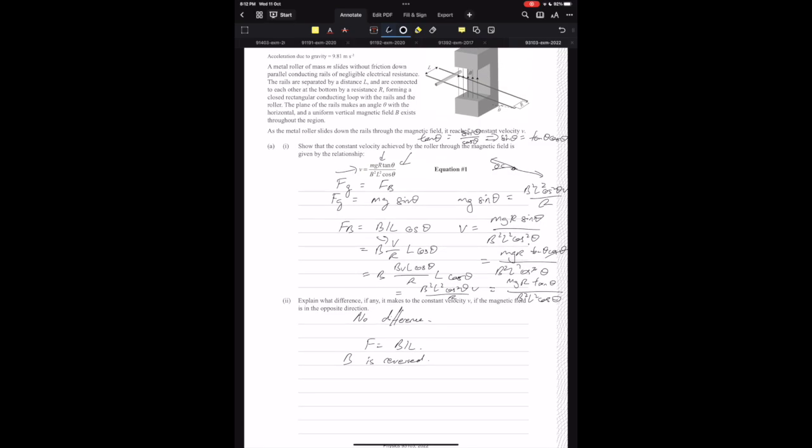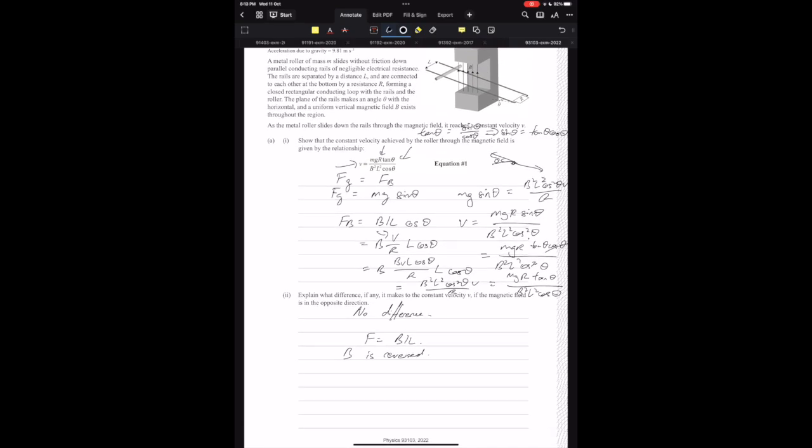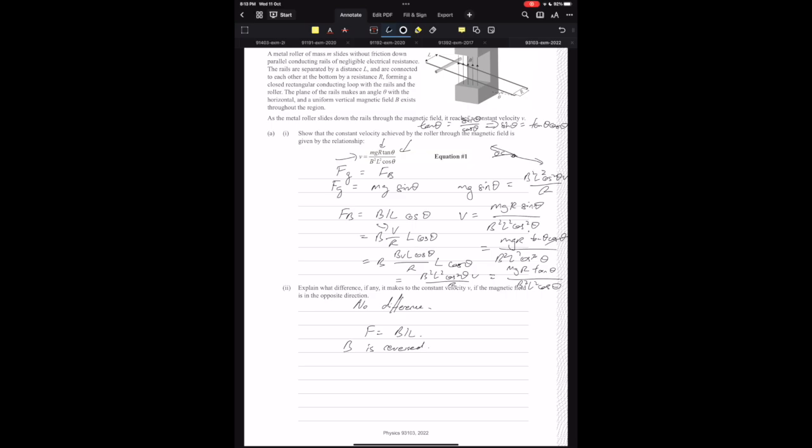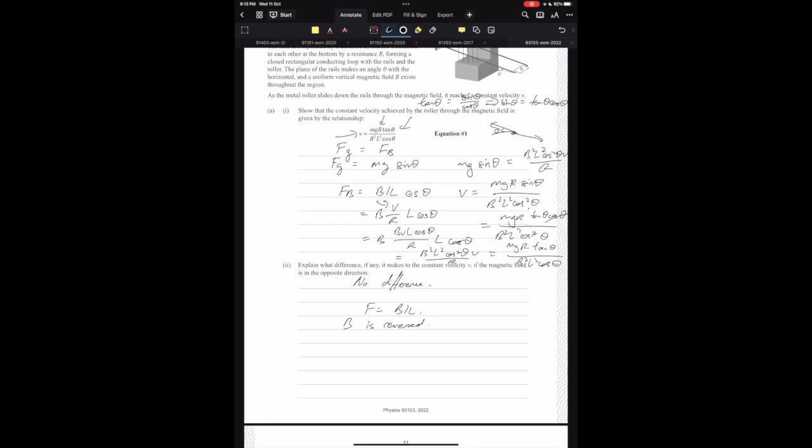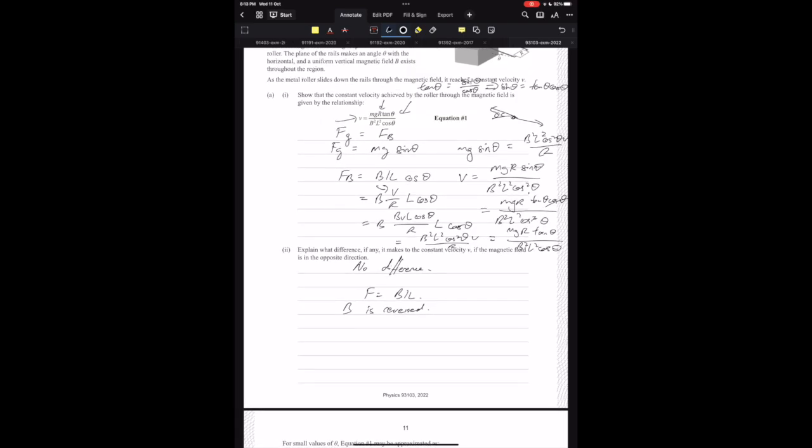What's happened here is that the current produced by the slider rolling through, if you use your right hand and do your right hand rules, you'll find that the current is also reversed. So the current is reversed, and the effects of reversing both the magnetic field and the current would cause the force to remain the same. And so again, no difference on the constant velocity v.